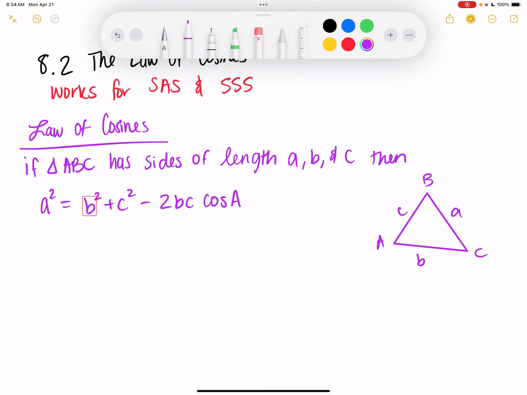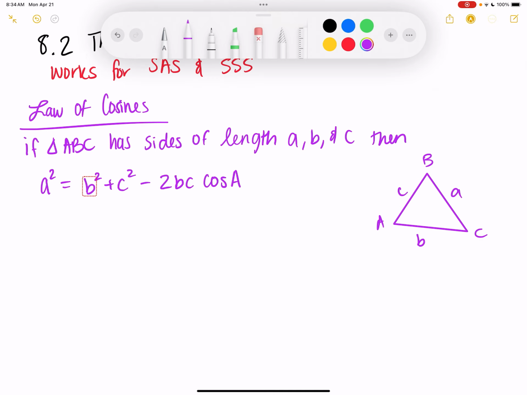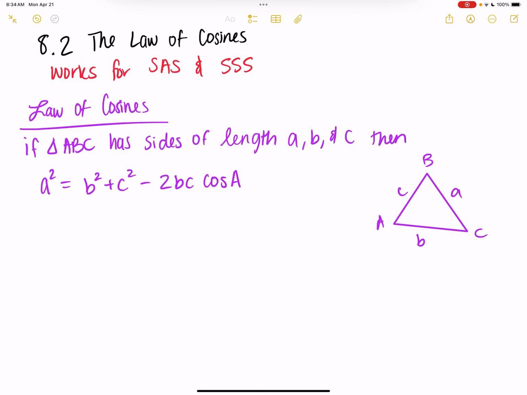The other one, I'll get rid of the box. B squared equals A squared plus C squared minus 2AC cosine B. So again, notice whatever side length we're solving for, that angle is the one that was given. And then C squared equals A squared plus B squared minus 2AB cosine C.